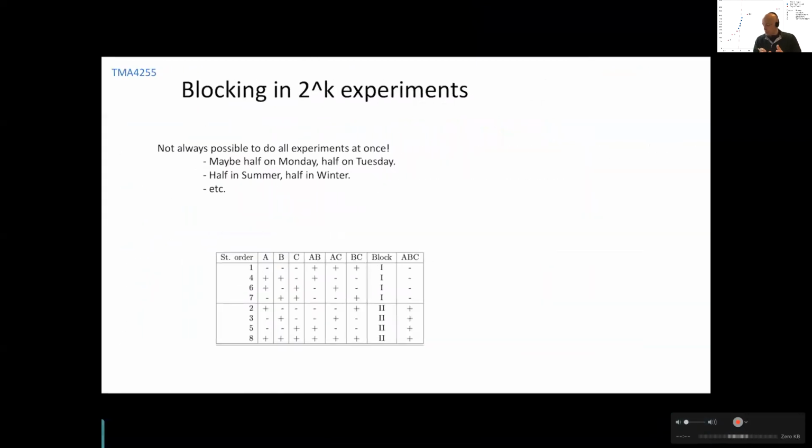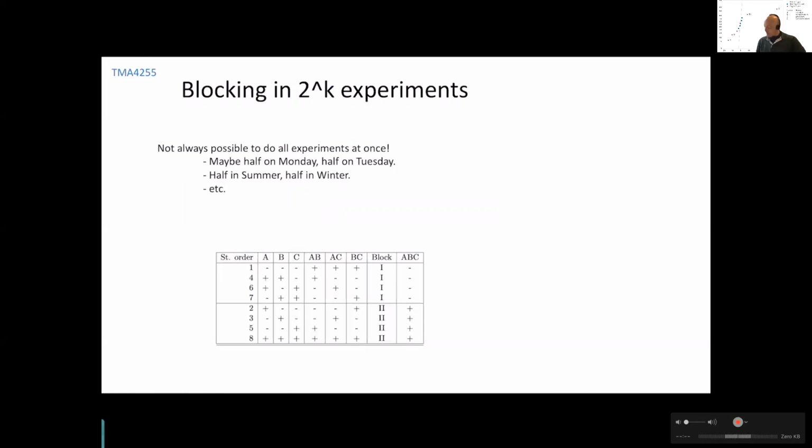When we do 2 to the power k experiments, we can do the analysis, as we've seen. We have to be a bit careful, because this is often done with very complex experiments that take a while to do. So if we do one half today and the other half tomorrow, or one half in summer and the rest in winter, we have to be careful about blocking. In particular, we want to block so that these effects can be estimated even though there's a block effect.